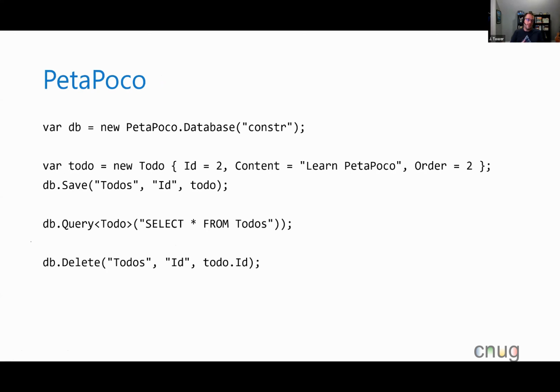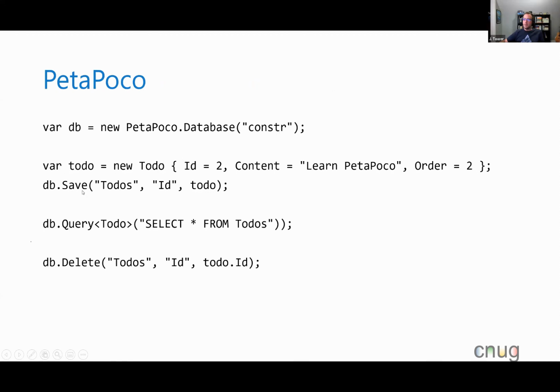PetaPoco is another fairly popular micro ORM that I've seen used quite a bit. It does things similar, but a little differently, a little different syntax. So first of all, it uses this PetaPoco Database object to create the IDbConnection. And here's where you pass in your connection string.